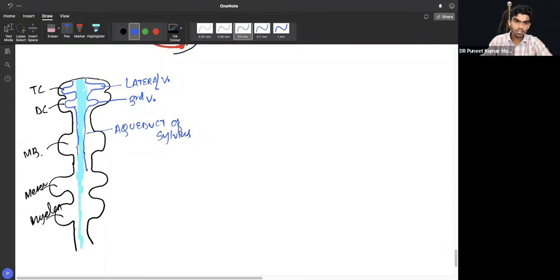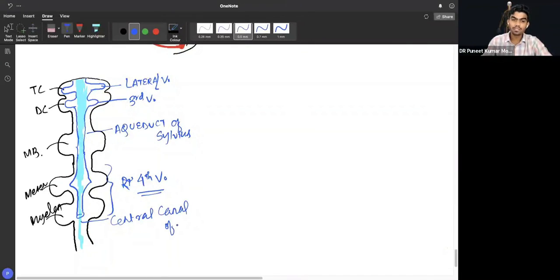Okay. Now the whole hindbrain portion forms a diamond-shaped cavity called the fourth ventricle. Now this canal continues as the central canal inside the spinal cord.